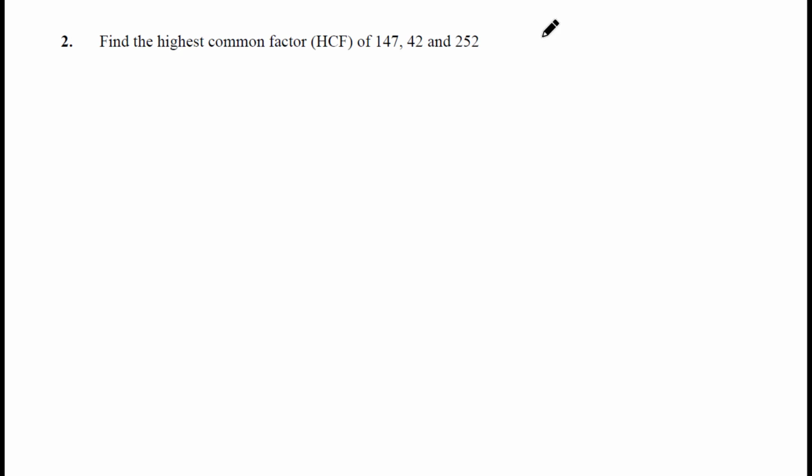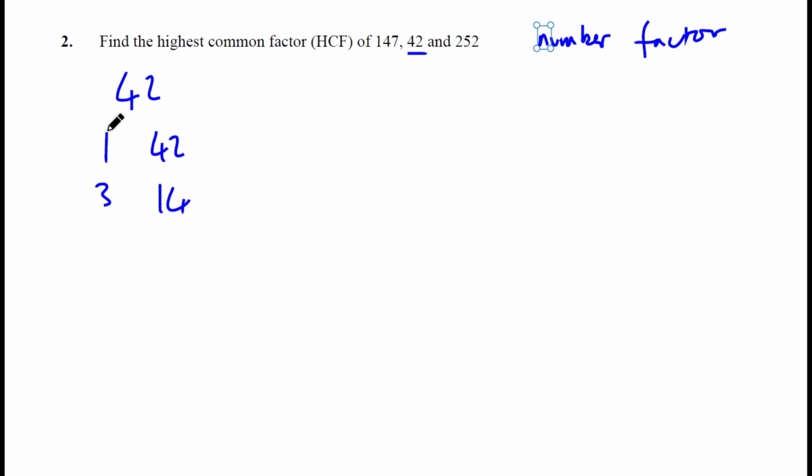Right, this is highest common factor, so this is the biggest number or factor that goes into those 3 numbers. So you need to be strategic with this. I would find the factors of 42 first. So we will know that's 1 and 42. Remember, they come in pairs. Let's see, 3 and 14.